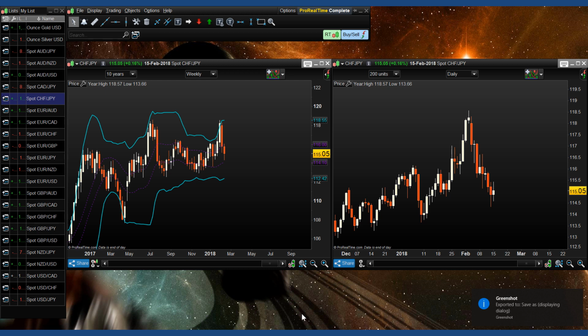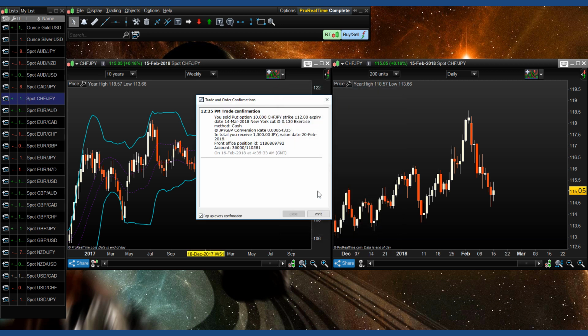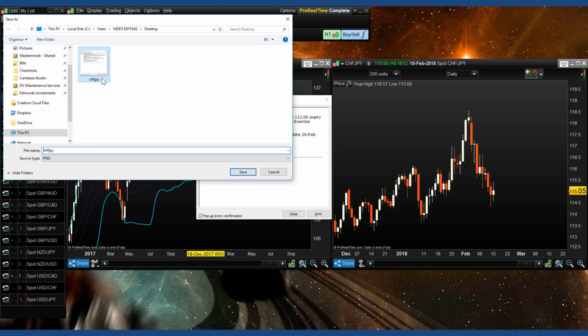Next, we're going to be selling a put at 112. With options trading, all of the trades that I'm selling as a seller, I would receive premiums up front. So this is 112, expiration 14th, cash, and call it 2.